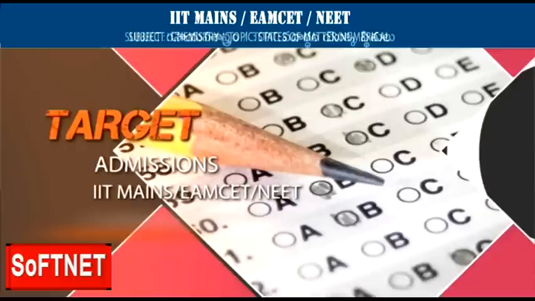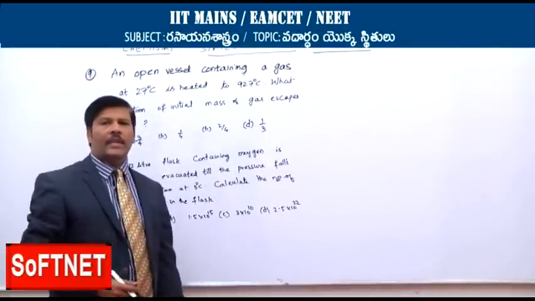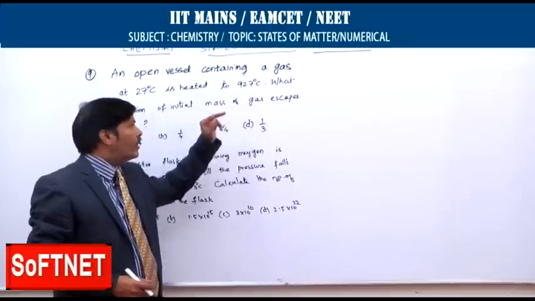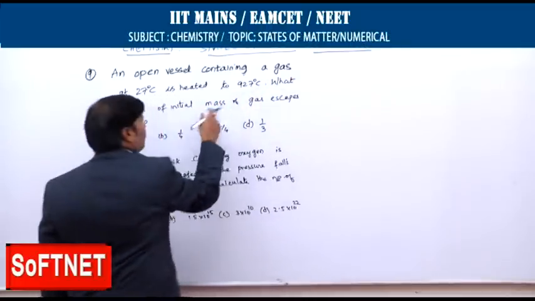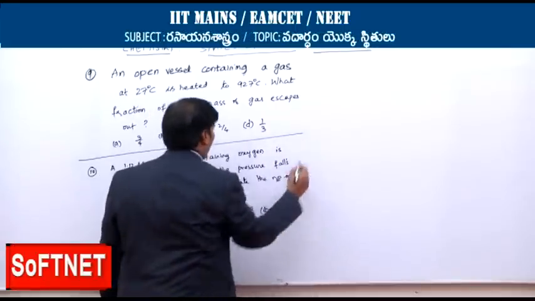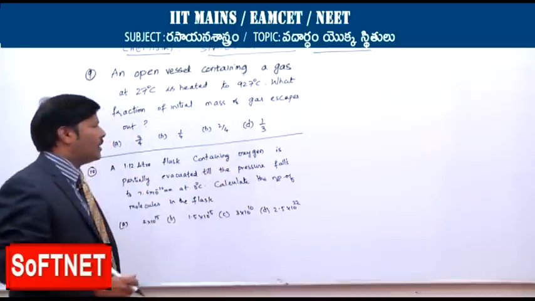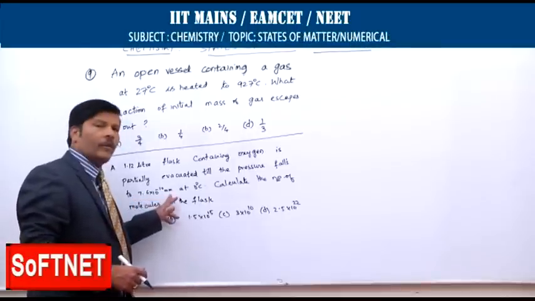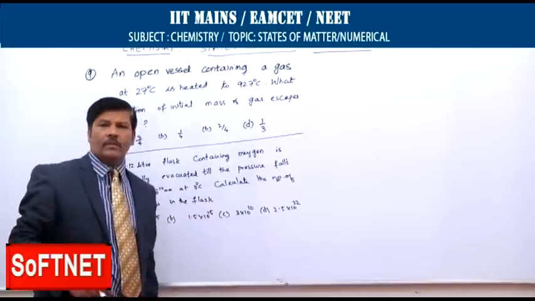So I can go with the first option, that is 15.828 atmospheres, as the final answer for this problem. Look at problem number 9. An open vessel containing a gas at 27 degrees centigrade is heated to 927 degrees centigrade. What is the fraction of initial mass of the gas which escapes out? And another one: a 1.12 liter flask containing oxygen is partially evacuated till the pressure falls to 7.6 into 10 to the power of minus 10 millimeters at 0 degrees centigrade. Calculate the number of molecules present in the flask. So I gave you two problems.